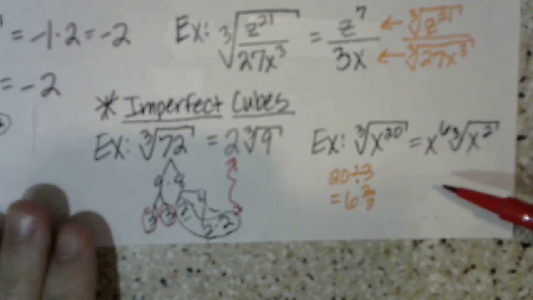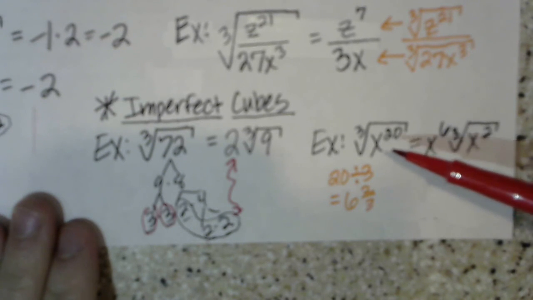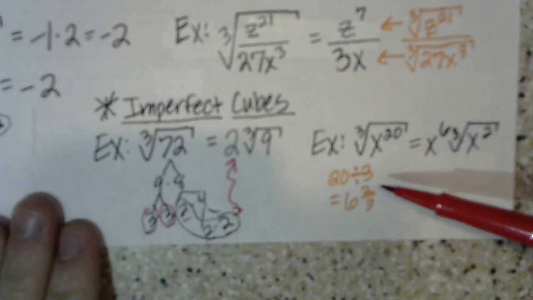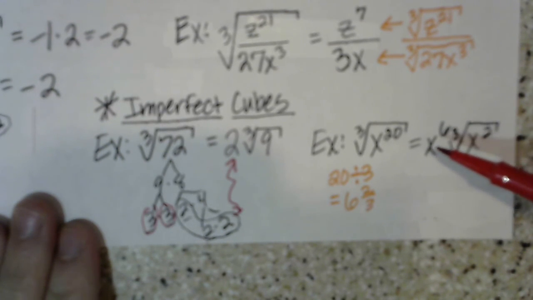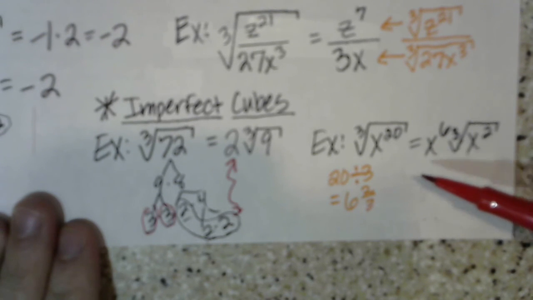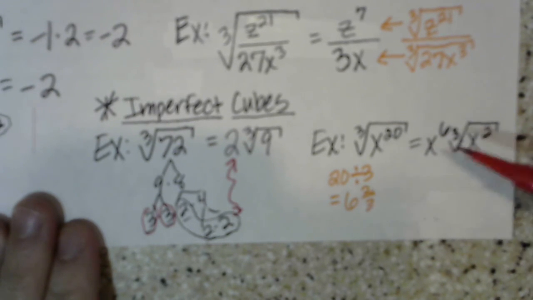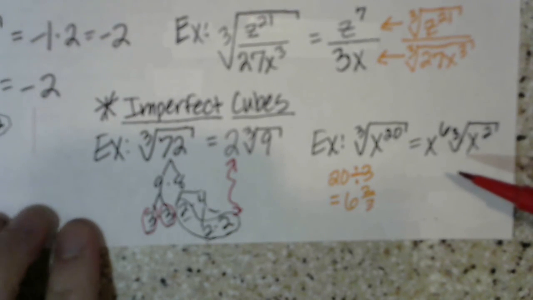I showed you an imperfect exponent problem. 20 divided by 3 is 6, with 2/3 left over. So I can write x to the 6 on the outside. But there's 2 left over. So x squared, there's 2 x's left over under a cube root. So this is my final answer. It was not perfect, so it still has a cube root in the answer.